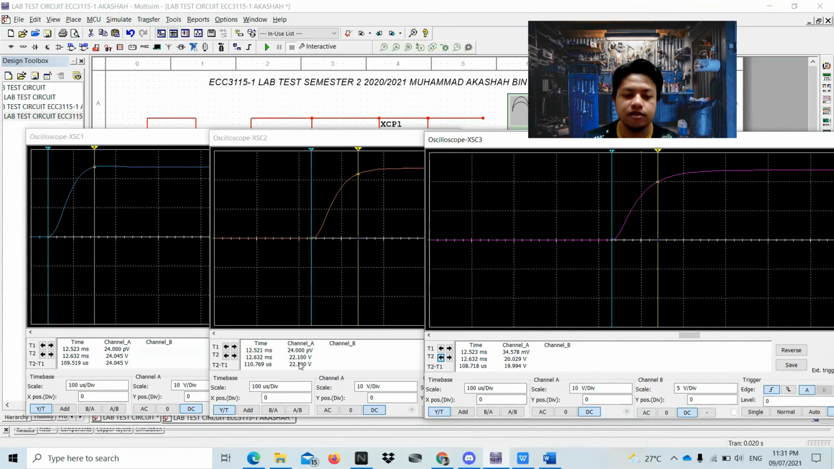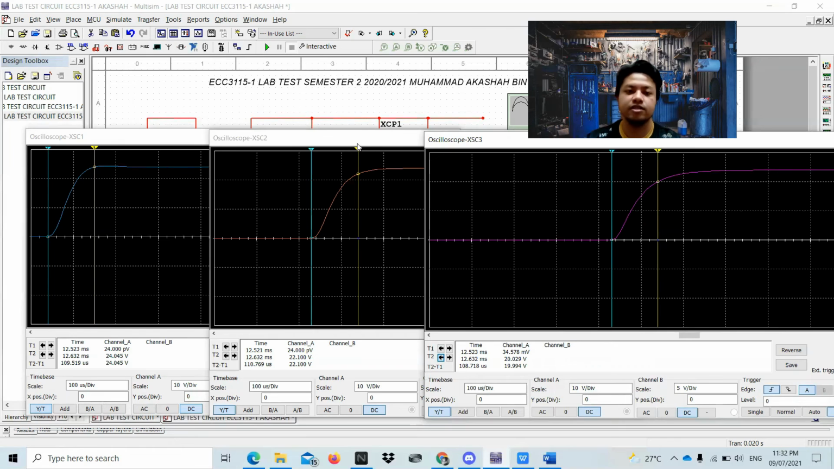And for the 500 ohm resistor, it is 22.100. It is actually not exceeded the maximum current. And last but not least, the 400 ohm resistor is 19.994 milliampere, which is below the 500 ohm resistor.